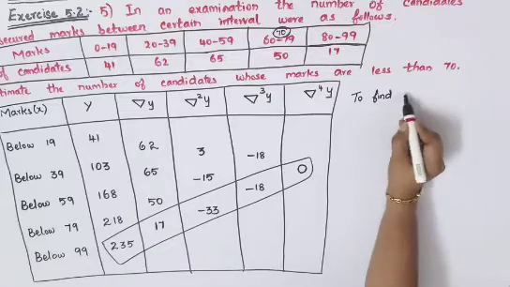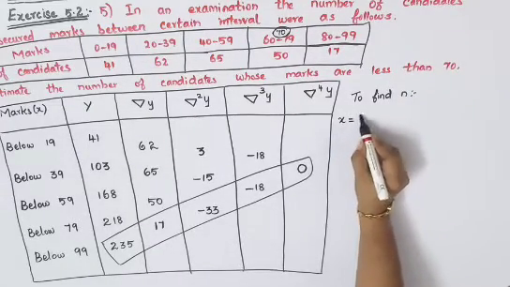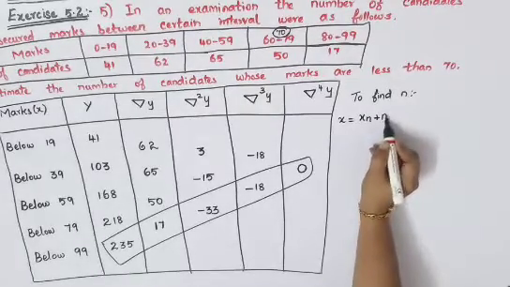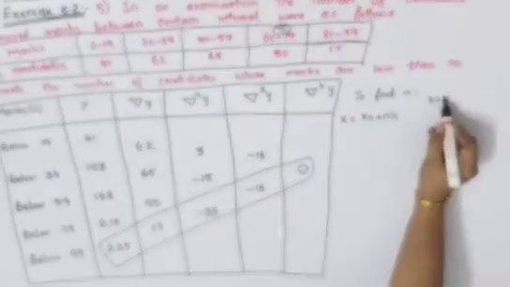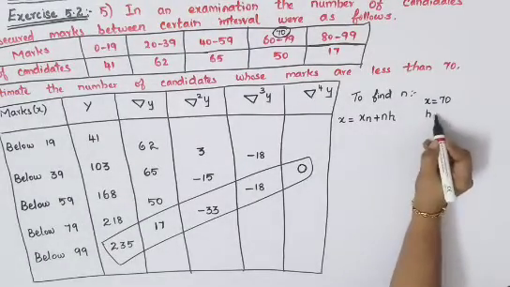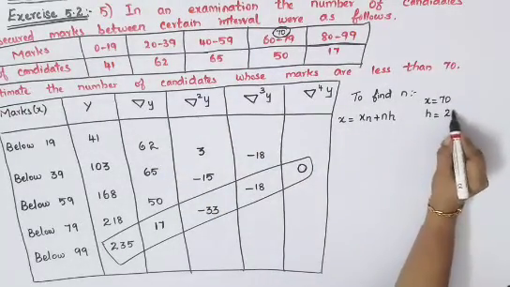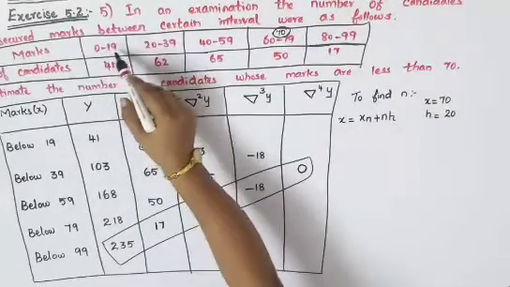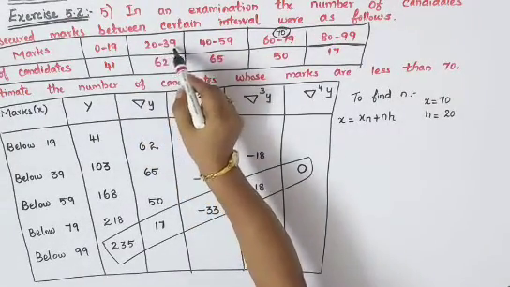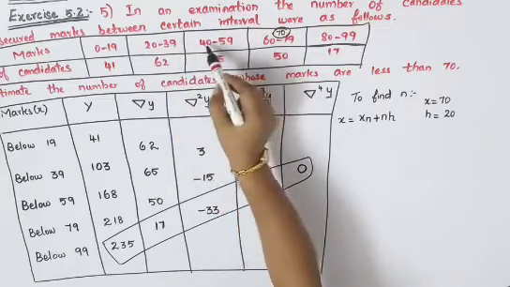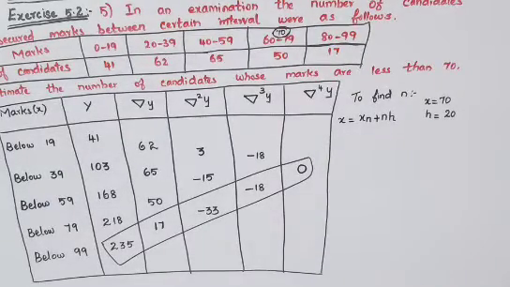To find n, the formula is x is equal to xn plus nh. So x is nothing but your 70. Just write all the values. X is 70 and your h is the value of the interval, which will be 20 because 0 is included. So 0 to 19 means 20 numbers will be there. Same way 20 to 39, that is again 20 numbers. Again 40 to 59, so everywhere the interval will be 20. Because of that, h is equal to 20.